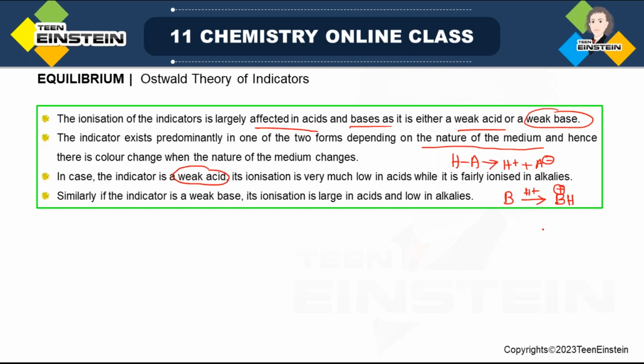Now we will take two different examples of indicators. One will behave as a weak acid, another as a weak base, so that you can have the overall idea of how the indicators work.